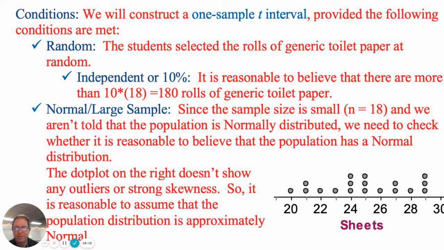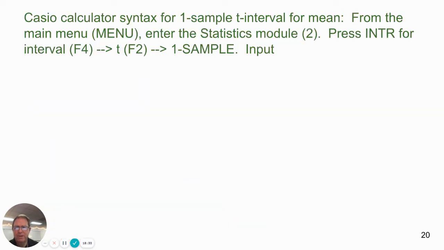It is reasonable to assume that the population distribution is approximately normal, because if the population distribution is approximately normal, then we can use our t distribution. That's the assumption under which the t procedure operates, that the population distribution is approximately normal. So we've met the conditions, we're ready to proceed.